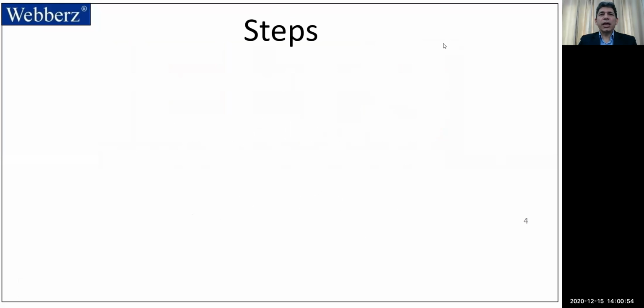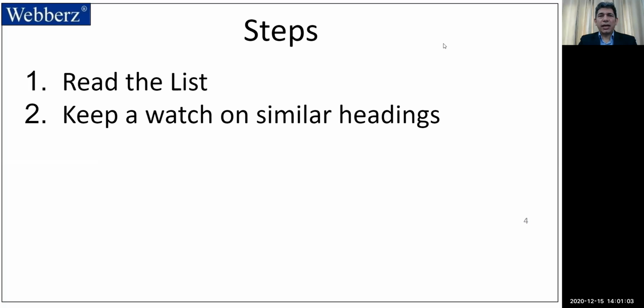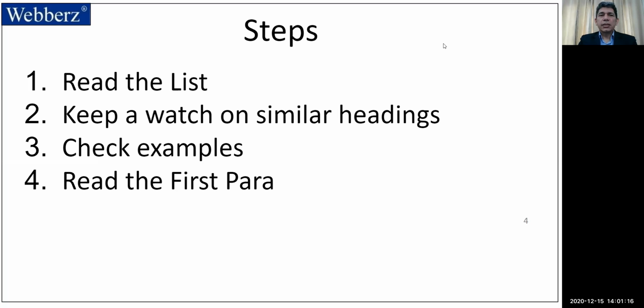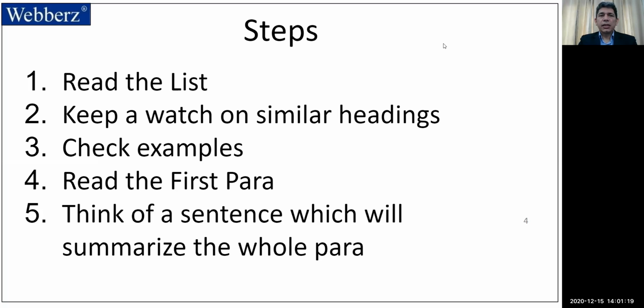Let's see the steps in which the headings can be done. Step 1, read the list of the headings. Step 2, keep a watch on similar headings, because generally the examiner is going to confuse you with similar kinds of headings. Step 3, check for examples. Examples would not be repeated. Step 4, read the first para. Step 5, think of a sentence which will summarize the whole para. That will be the main point of the para, and therefore that will be the heading. And the last step is to match.